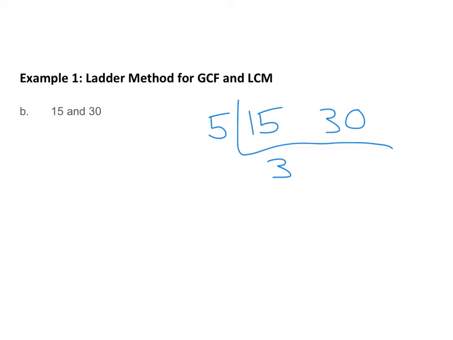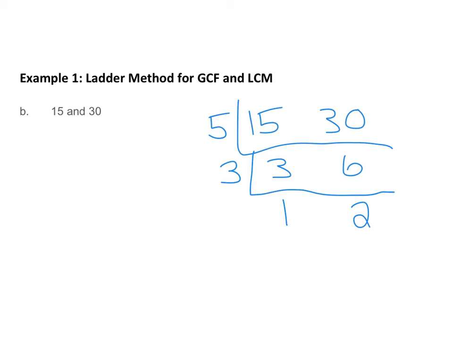So if we're looking for the GCF and the LCM of 15 and 30, let's start by putting them in our ladder and let's look for factors. Maybe the first factor that comes to mind is that these are both divisible by 5. So 15 divided by 5 is 3. 30 divided by 5 is 6. And if we're looking at 3 and 6, they have a common factor. So if we can divide by 3, 3 divided by 3 is 1. 6 divided by 3 is 2.